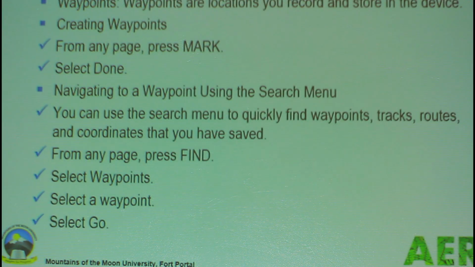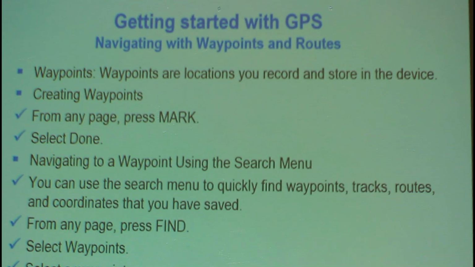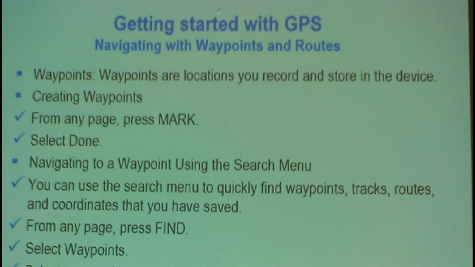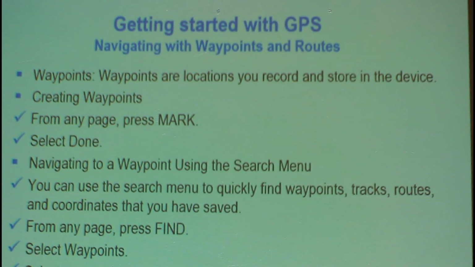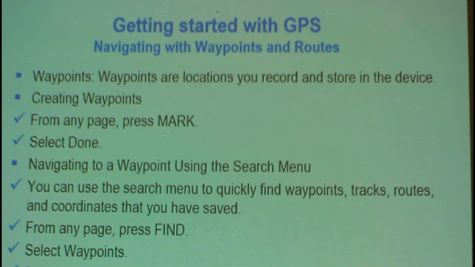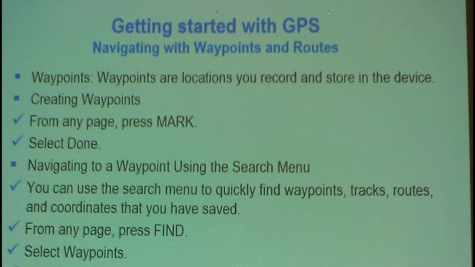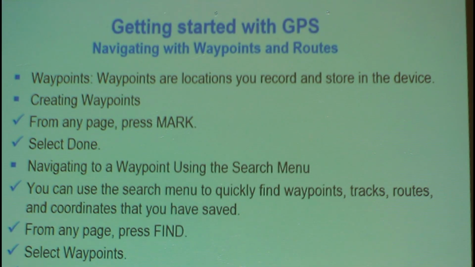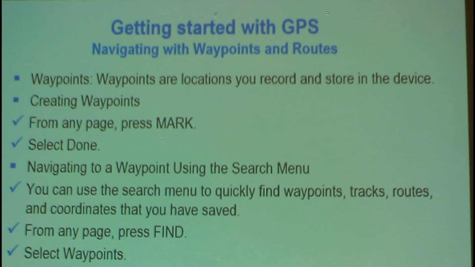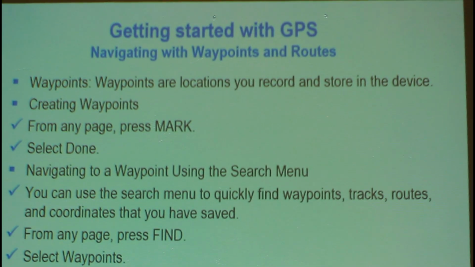Of course, navigating with waypoints and routes. Waypoints, as I said, are locations you record and store in the GPS device when you are in the field. Whatever you mark in the field is stored as a waypoint. To mark a waypoint, from the main page, you just press the button mark. When you press mark, what is displayed on the screen is the location in terms of coordinates and the elevation of that particular place.